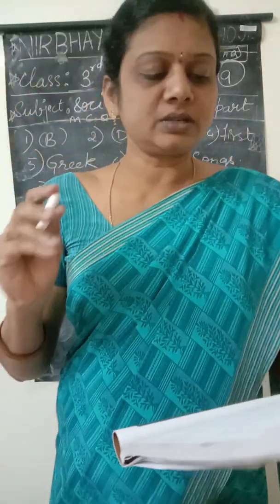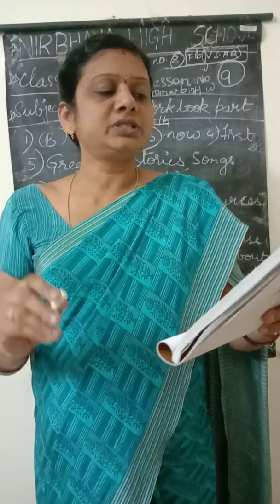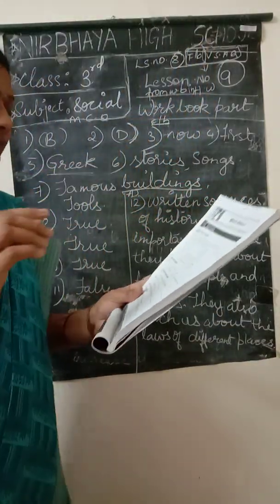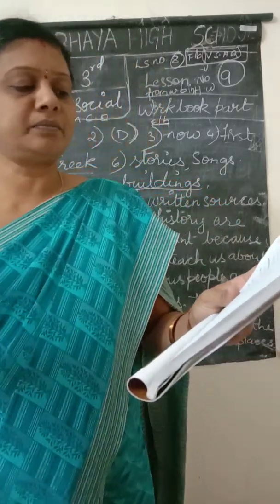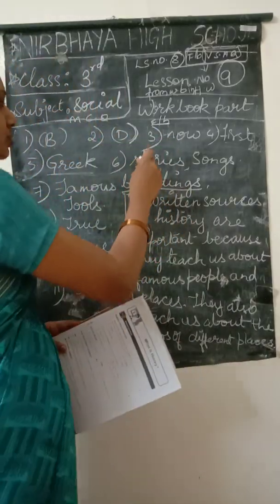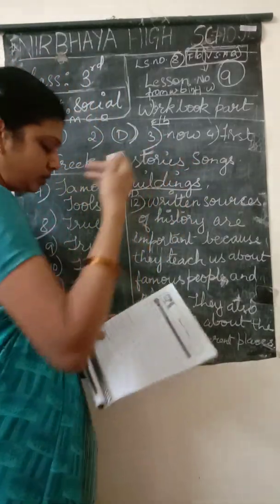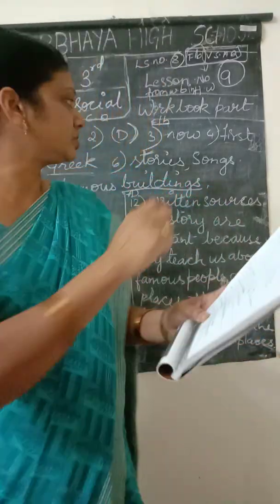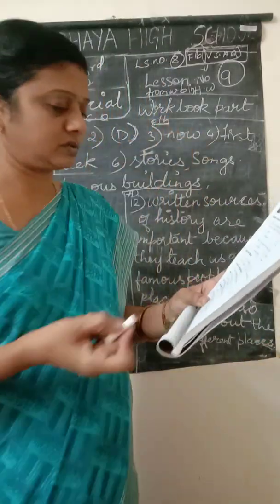And very short answer questions, children. Which language does the word history come from? It is Greek. And the sixth one, children, give one example of oral history. I have given two examples here; you can write one. It is stories or songs.